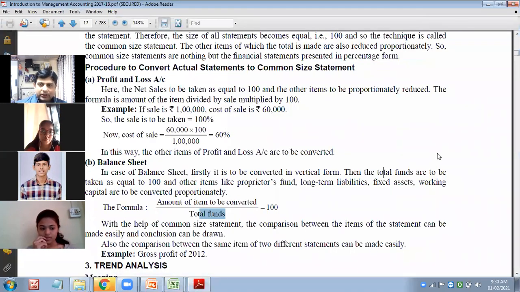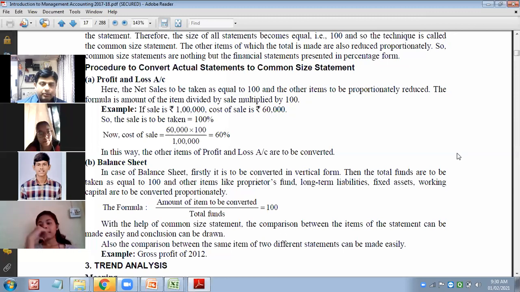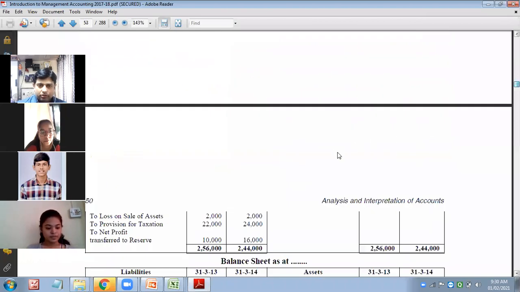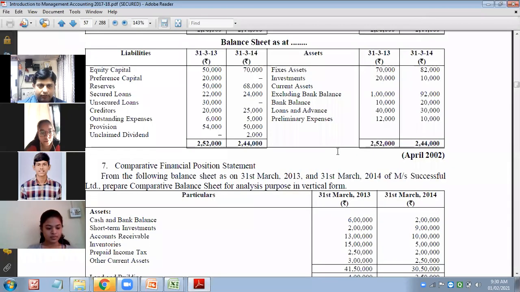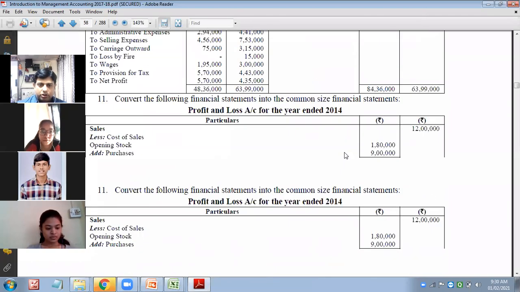So when you go for such a common size statement of your balance sheet, okay, similarly, if it will be a balance sheet, what you will do, that we will take care of. Don't worry. So now let us go to common size of your textbook questions.